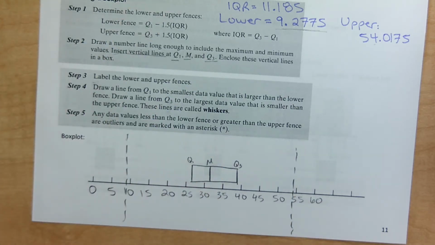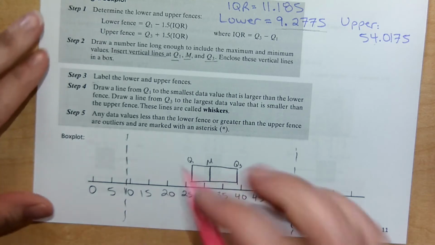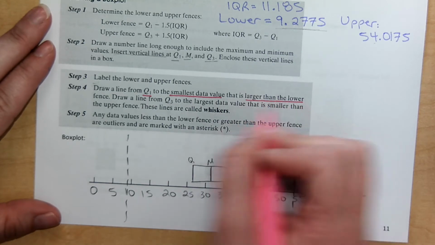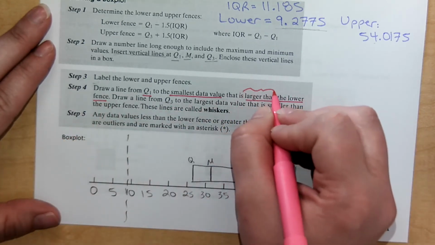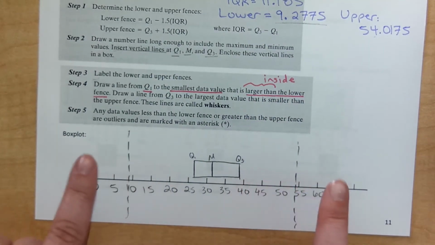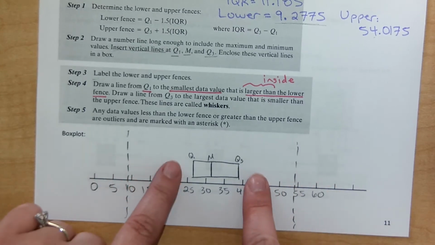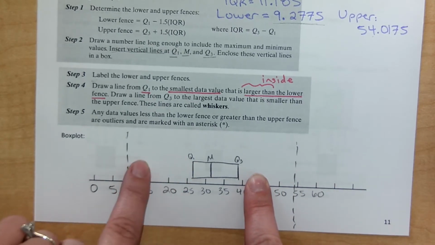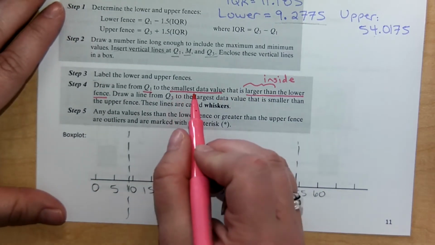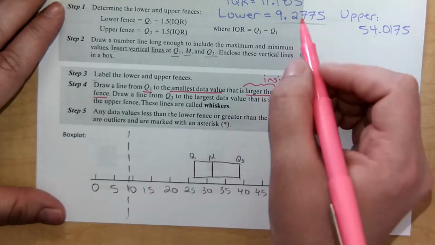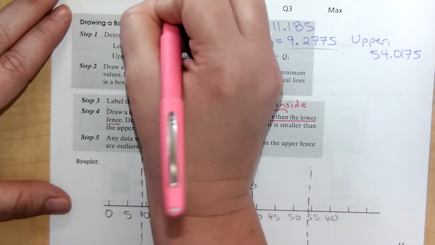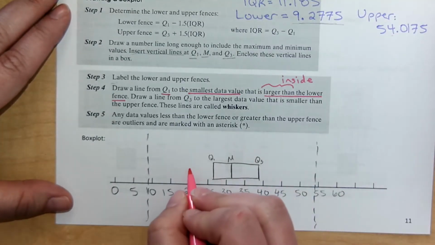Step 4 is a little confusing. It says draw a line from Q1 to the smallest data value that's larger than the lower fence. When it says larger than, I think inside the lower fence. So inside the fence would be here, outside the fence would be here. So inside the fence is in this region for the whisker, and then up here is for the upper whisker. So the smallest data value that's larger than the lower fence. So our lower fence is 9.2775. Fortunately for us, our smallest number is 19.95, so that's where my whisker is going to end.